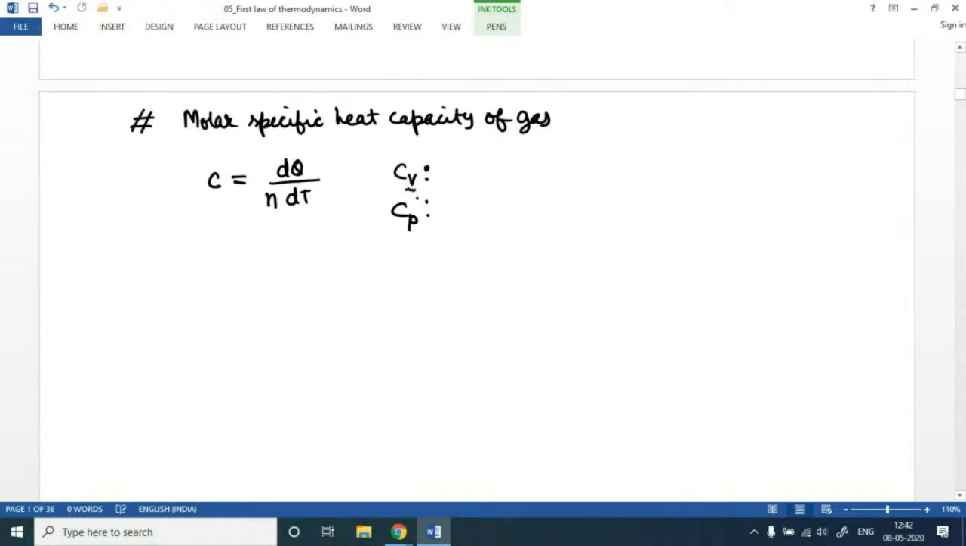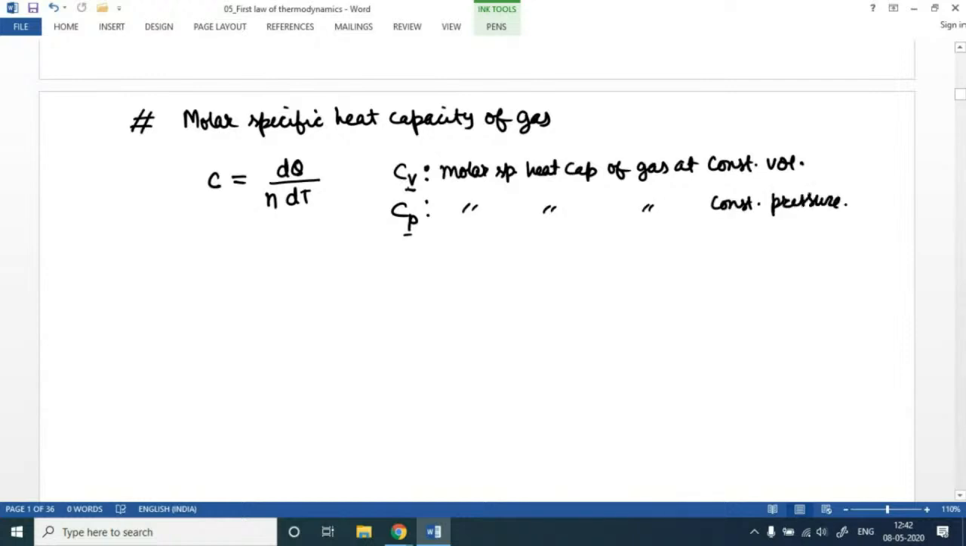The subscripts V and P stand for constant volume and constant pressure respectively. So CV is nothing but the molar specific heat capacity of gas at constant volume process, and the other one is the molar specific heat capacity of gas at constant pressure. Now my objective is to find a relationship between CP and CV. So let's try to find that out.